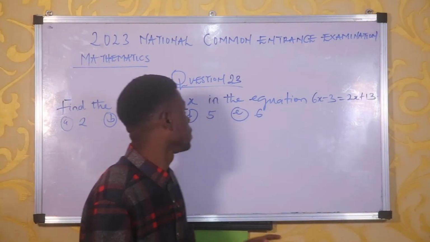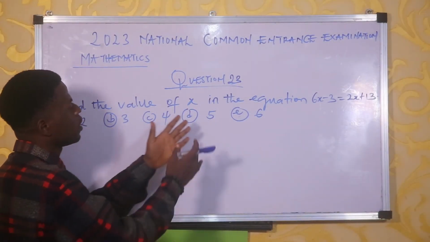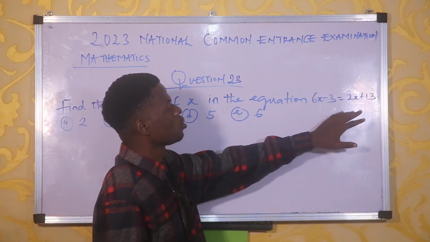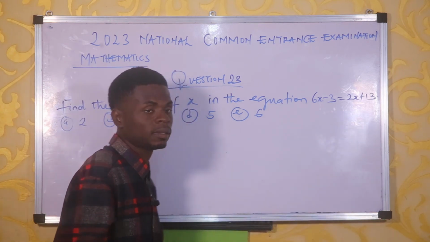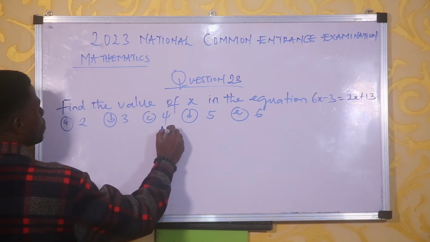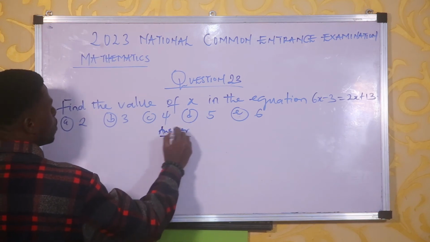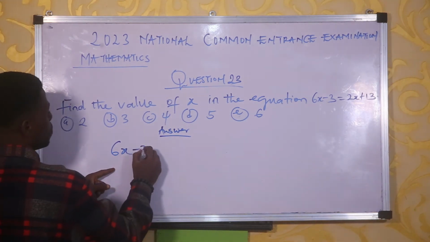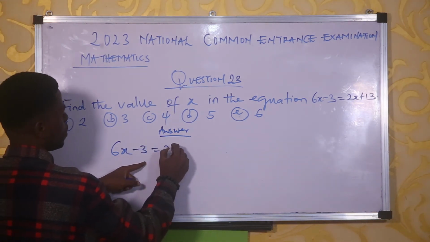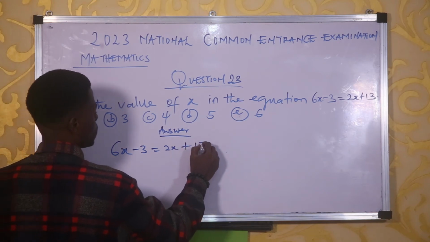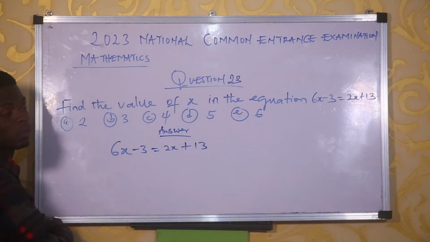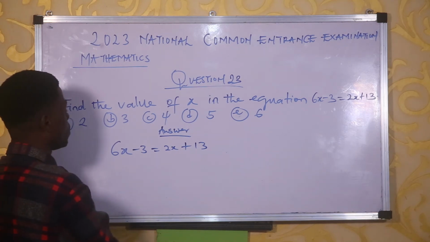Question 23 says find the value of x in the equation 6x minus 3 equals 2x plus 13. So let's go. In this place, look at it, we have 6x minus 3 equal to 2x plus 13. Take note of that. So in this place, we are going to collect our like terms.